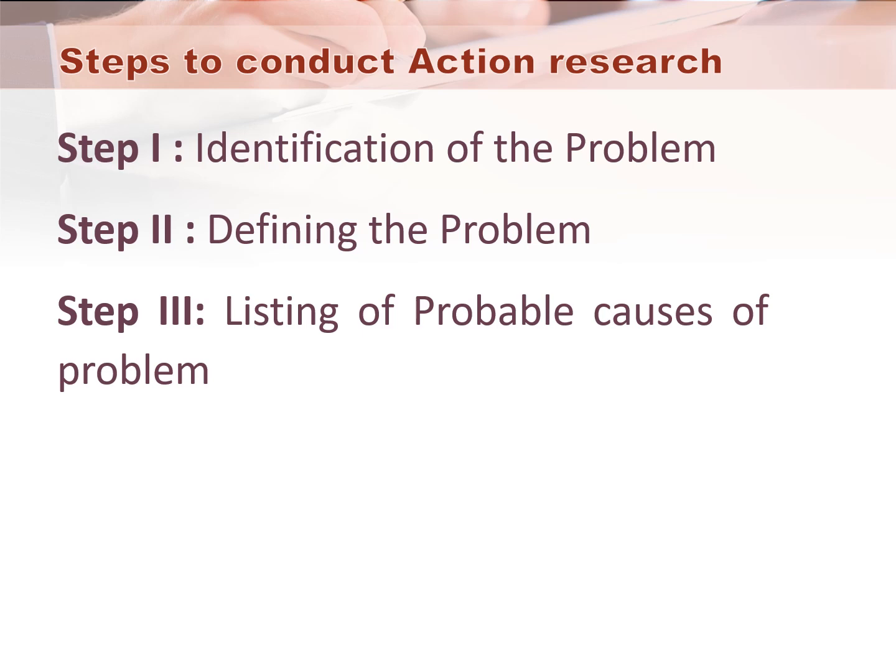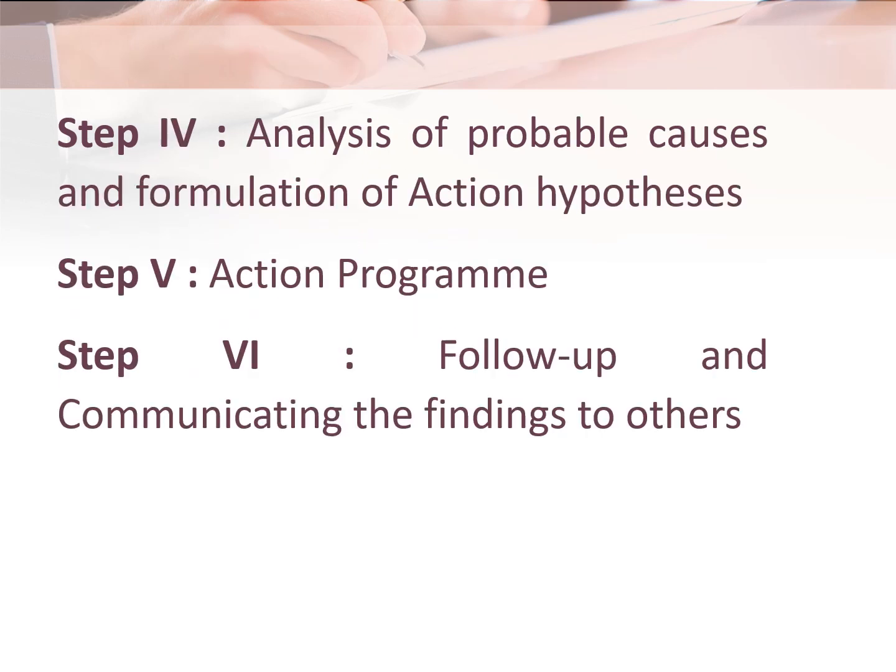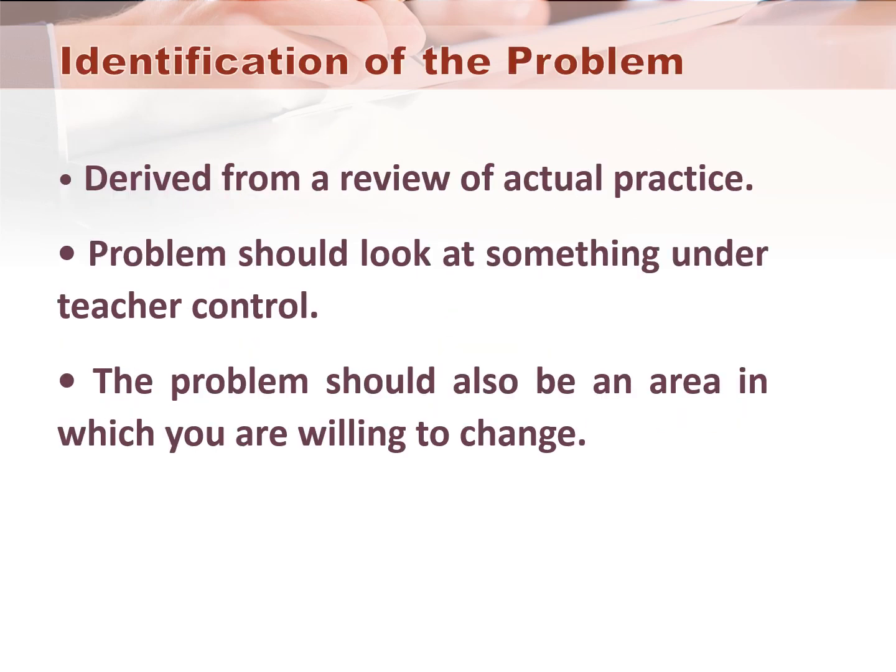Now, what are the steps to conduct the action research? Number one is the identification of the problem. Number two, defining the problem. Number three, listing of probable causes of the problem. Number four, analysis of probable causes and formulation of action hypothesis. Number five, action program. Number six, follow-up and communicating the findings to others.